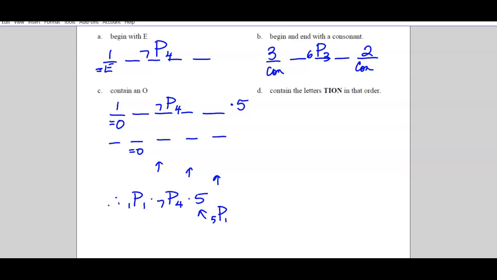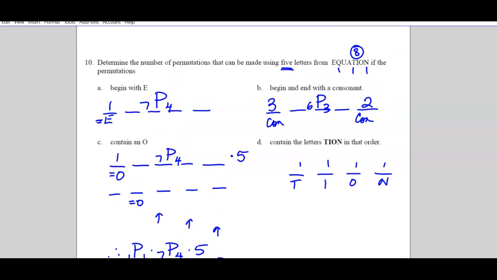Okay. And then it says contains the letters T-I-O-N in that order. Okay, so I just write 1, 2, 3, 4. So this has the T-I-O-N. So there's only one way to do all of those. This is an order responsibility. So T-I-O-N has to be in that order. There's only one way for putting those down.